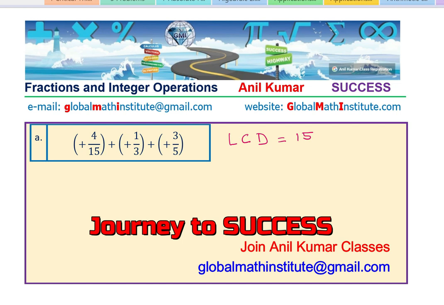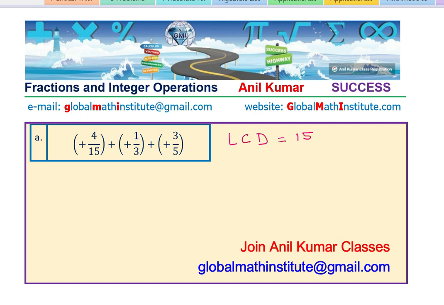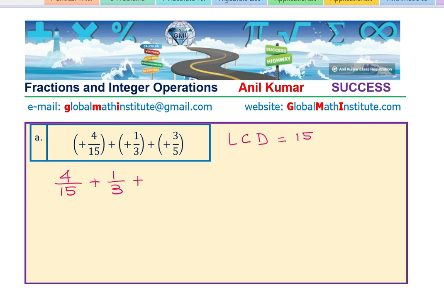Now these signs, two pluses and all, right? When you multiply plus with plus, it is just plus, positive number. So we can rewrite the expression as 4 over 15 plus 1 over 3 plus 3 over 5. So if you're multiplying the like signs, positive with positive, it is always positive.